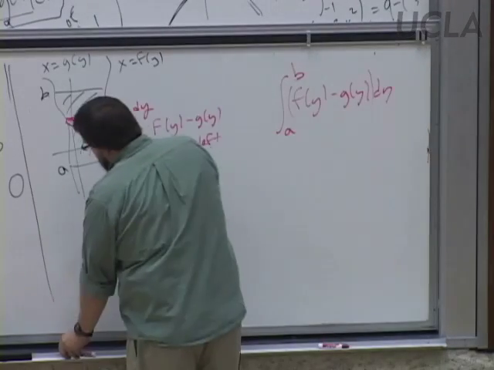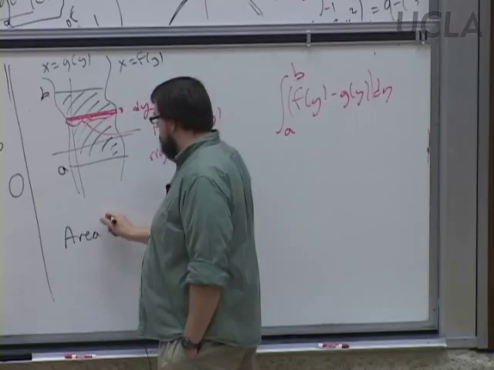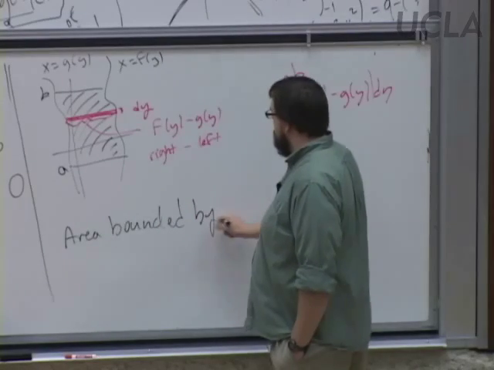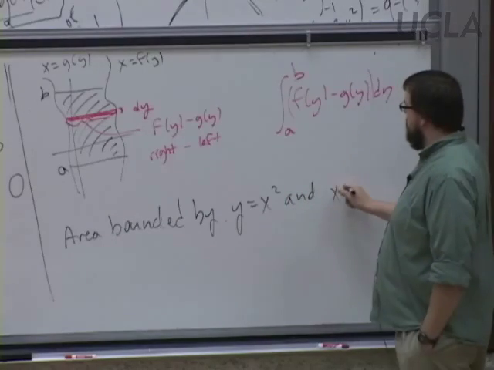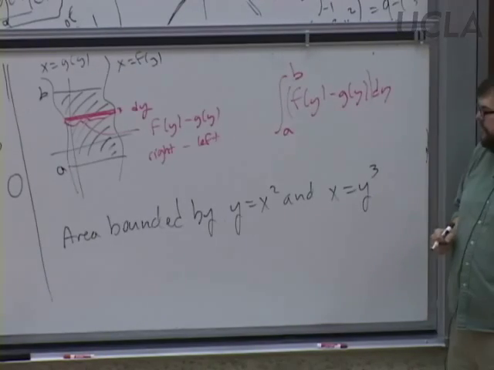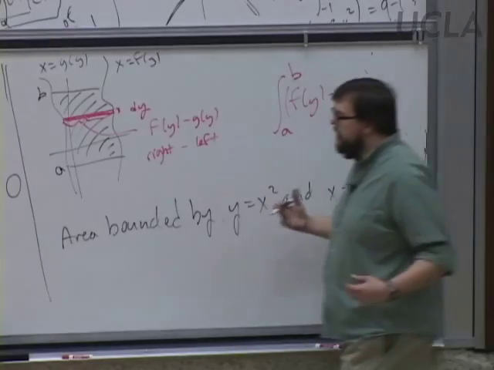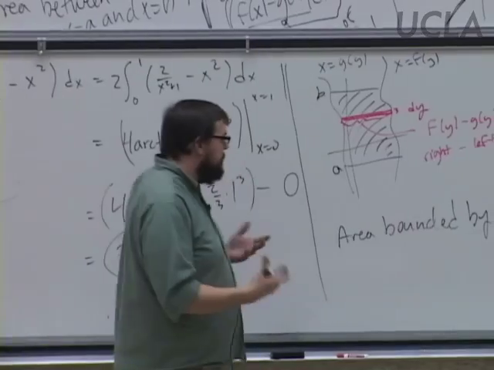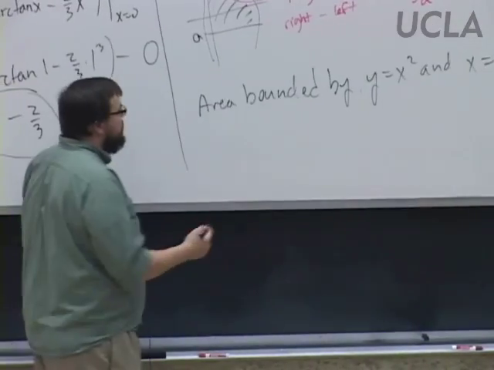So let's try a problem. Suppose I ask, what's the area bounded by y equals x squared and x equals y cubed? Suppose I ask this question. And let's find it in two different ways. Let's find it first if we integrate with respect to x, and then let's find it if we integrate with respect to y, just to get practice. And hopefully we should get the same answer for both.